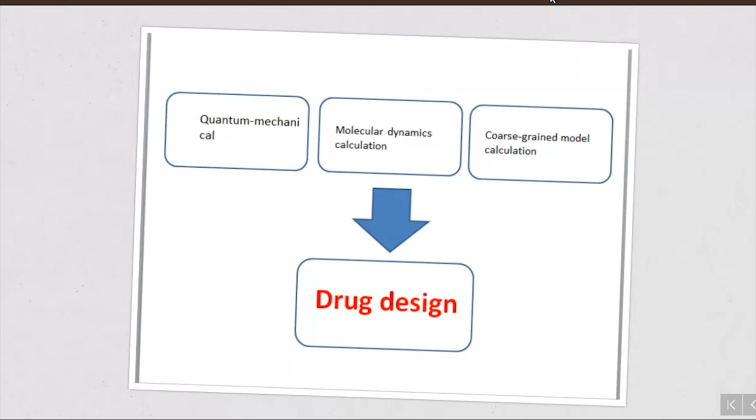Future prospect. From quantum mechanical, molecular dynamic simulation, and a coarse-grained model, we expect to make a huge contribution to drug design. Water is the most important solvent in nature. It's hard to get rid of water from our lives. Because we surround ourselves with heaps of water in order to live in our current society, on our own for a long time.